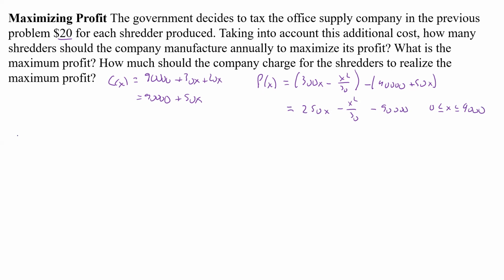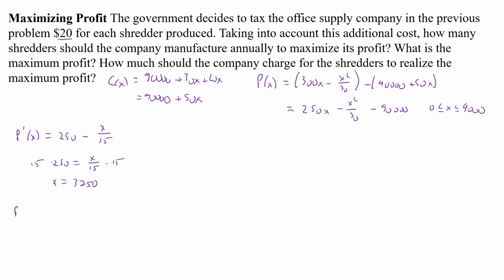All right, so first things first, first derivative. That's going to give us 250 minus x over 15, and then we set that equal to 0. When we do, we take that over there, so we have 250 equals x over 15, multiplied by 15. So x is equal to 3750, which will be our critical number here.